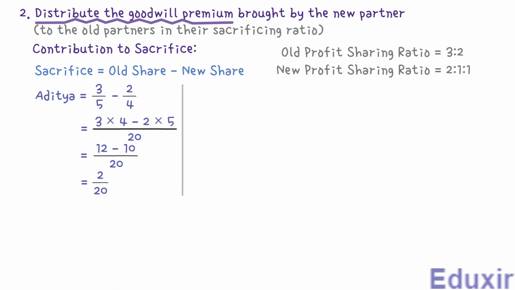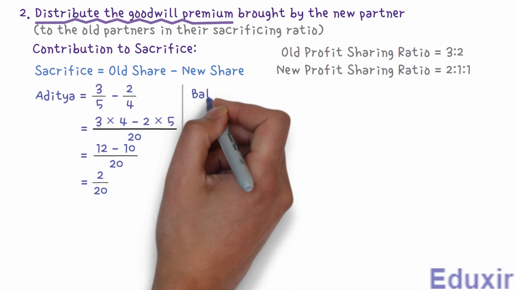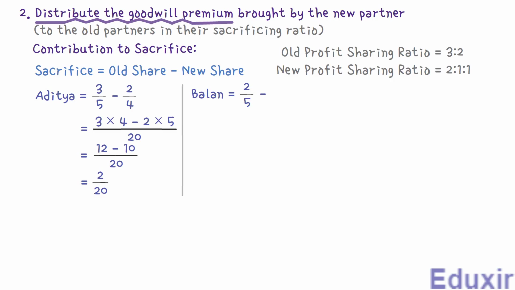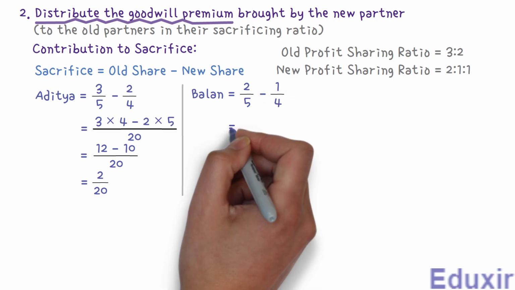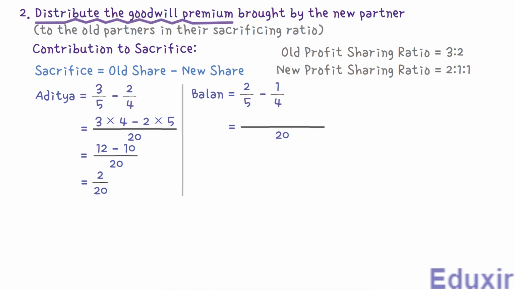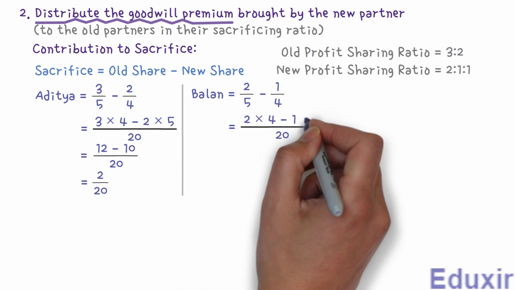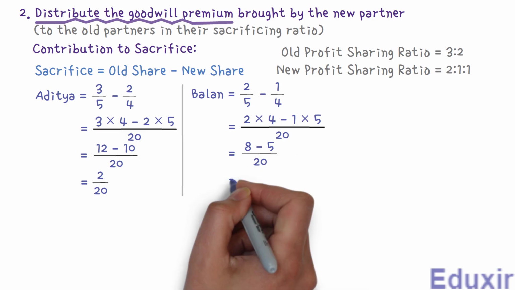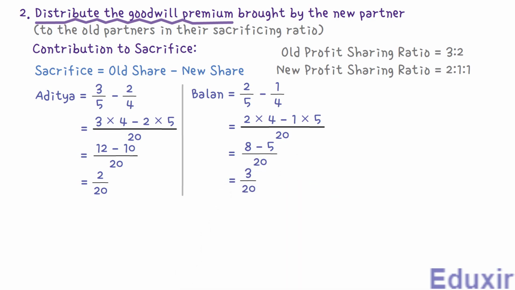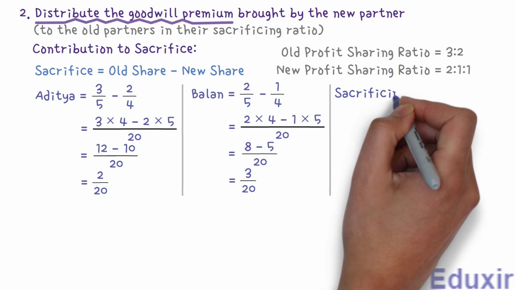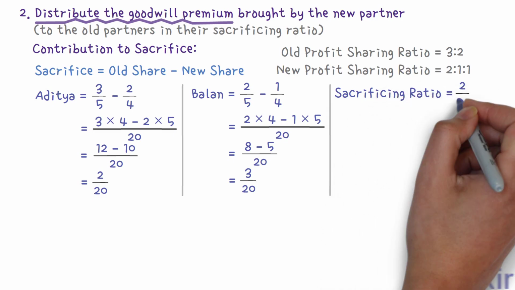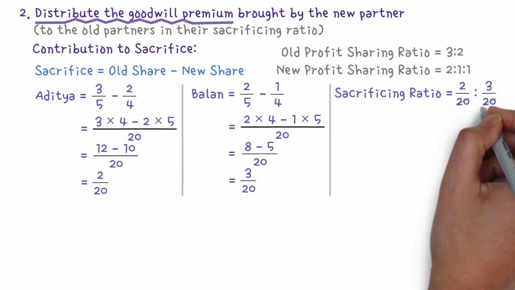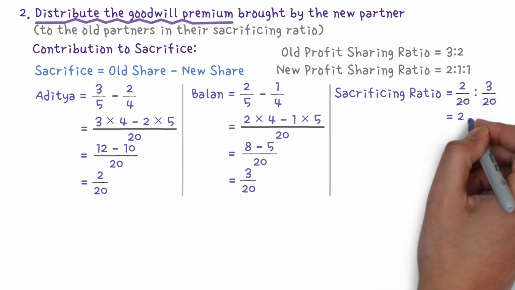And then the sacrifice made by the old partner Balan is equal to his old share value of 2 upon 5 minus his new share value 1 upon 4. Considering 20 as LCM, the numerator will have 2 4s are minus 1 5s are. This is equal to 8 minus 5 whole upon 20. This is equal to 3 upon 20. So the sacrificing ratio of the old partners is equal to 2 upon 20 is to 3 upon 20. Let's cancel 20 in both the denominators. So this is equal to 2 is to 3.